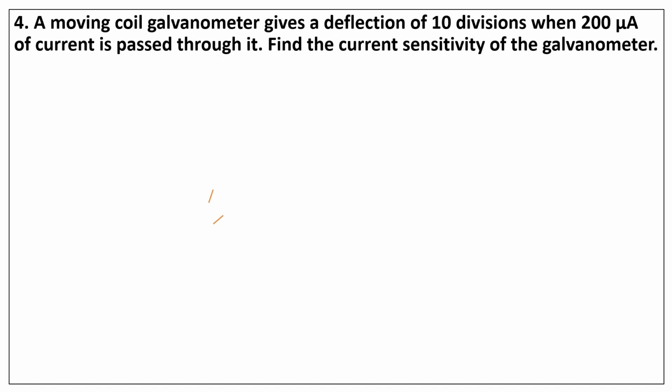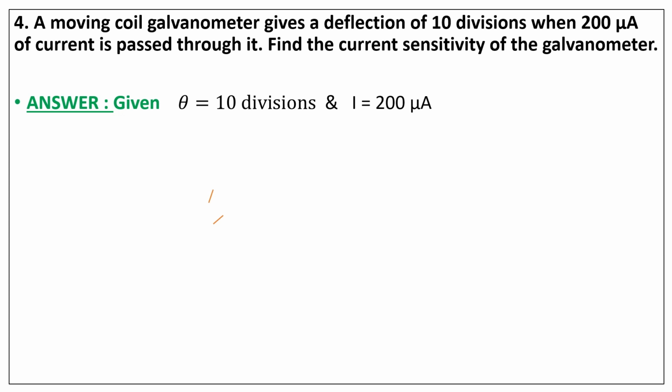4. A moving coil galvanometer gives a deflection of 10 divisions when 200 microampere of current is passed through it. Find the current sensitivity of the galvanometer. Answer. Given theta is equal to 10 divisions and current I is equal to 200 microampere. Therefore, current sensitivity is equal to theta by I, where theta is the deflection and I is the current.